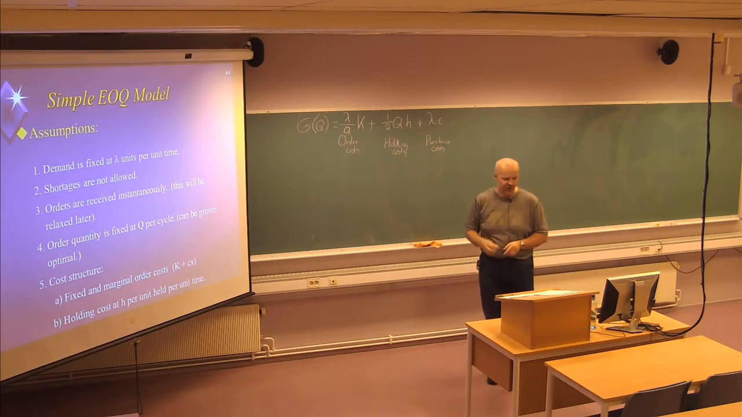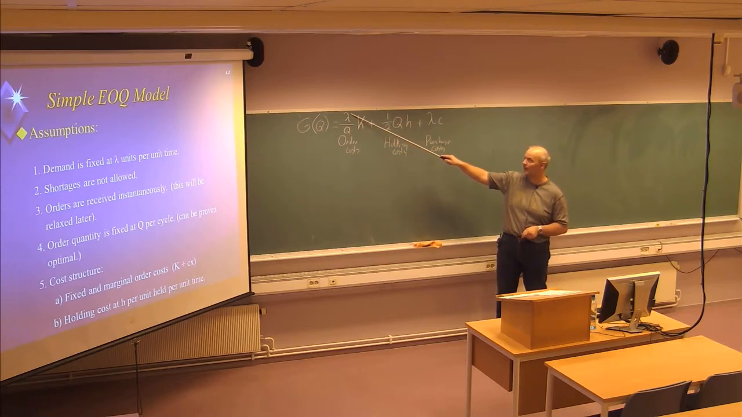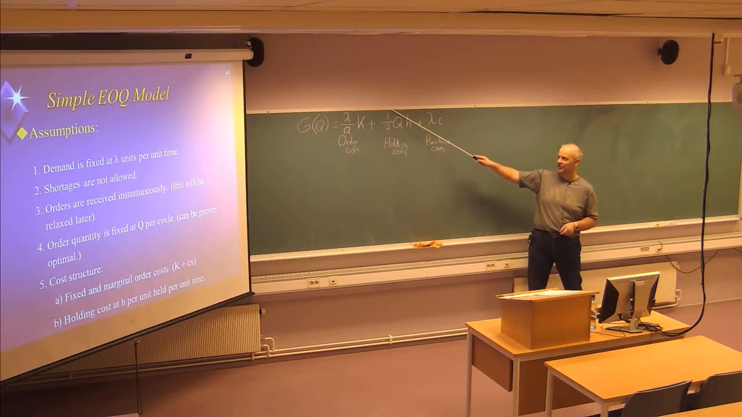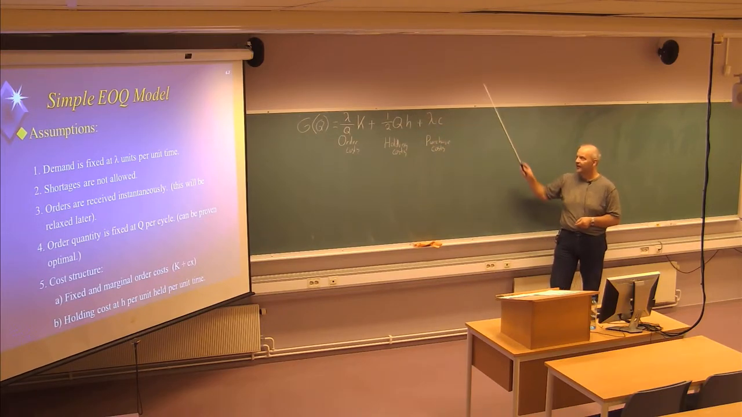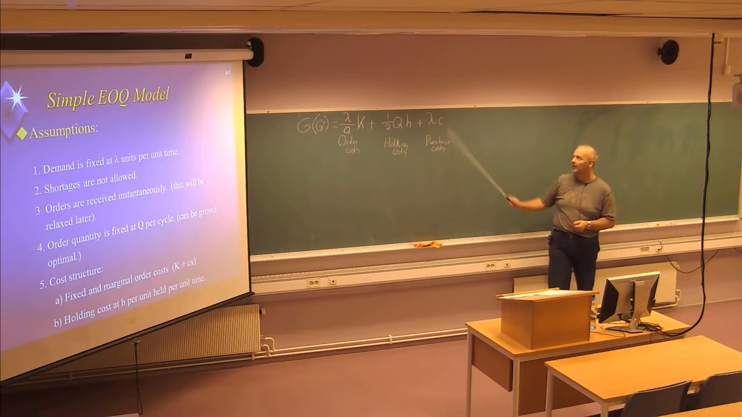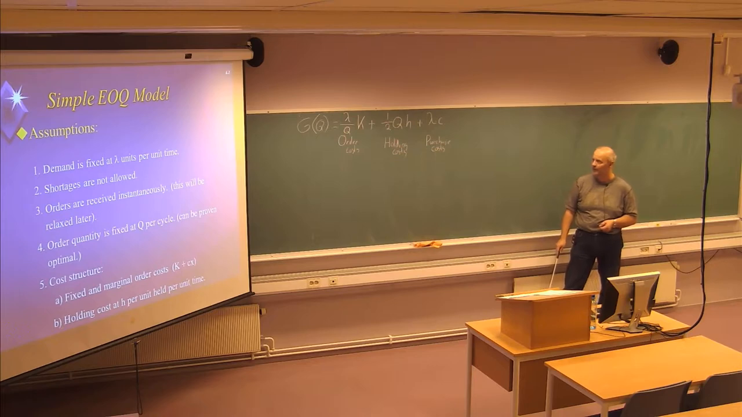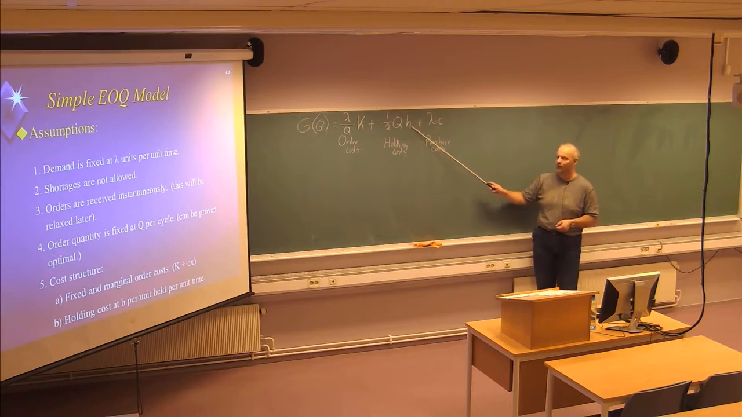So this is now the cost function with these three cost types: the ordering cost, the number of orders in 1 year multiplied by the cost of placing one order; the holding cost, the average size of the stock, which is 1/2 of the order size Q, multiplied by H, which is the cost of storing one item of inventory for 1 full year; and at last the purchase cost, which is the annual demand, lambda, multiplied by the cost or the value per item. What is very important here is that the time unit for lambda and the time unit for H is the same.